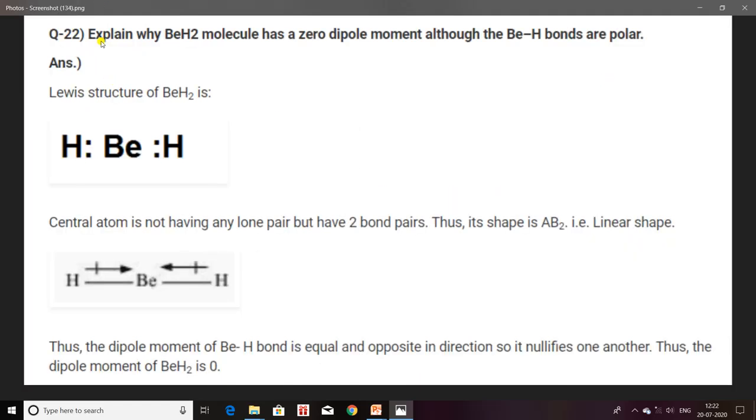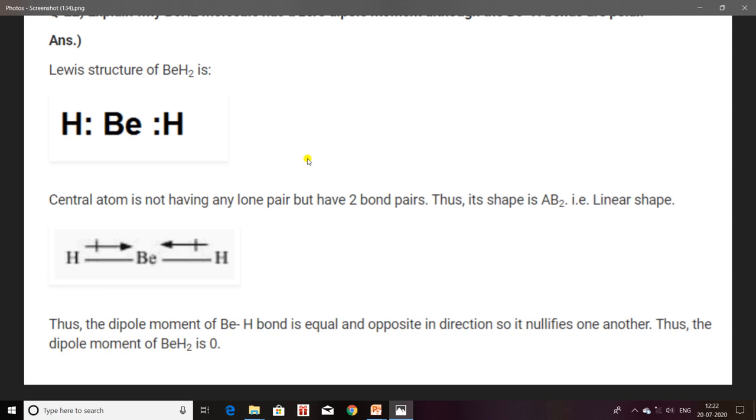Now the next question is, explain why the BeH2 molecule has a zero dipole moment although the Be-H bonds are polar. There is a polarity between the beryllium and hydrogen atoms, right? But the dipole moment direction is in this way, and here the dipole moment direction is in this way. So you can see that the dipole moments are in opposite directions and it is a vector quantity. So they will cancel each other out, which means the dipole moment is equal to 0.